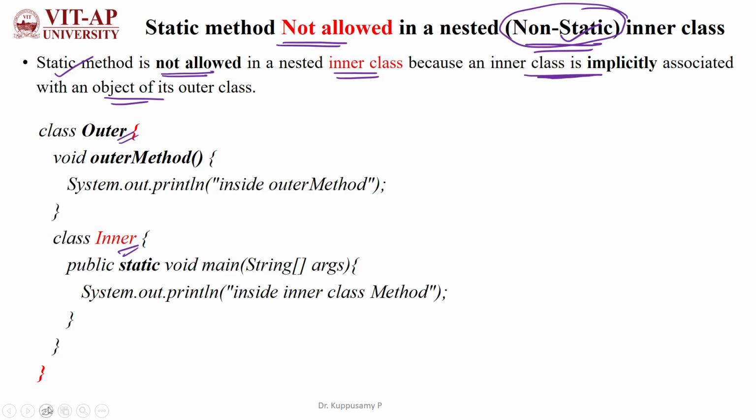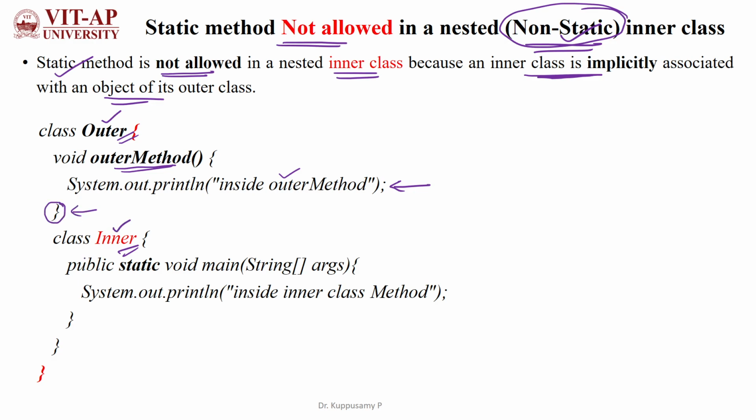Here you see I am defining the outer class, then inside that I am defining one method. That method is called outer method. Inside that, I simply write a single statement for our reference. This prints inside outer method. Then the method is completed here.